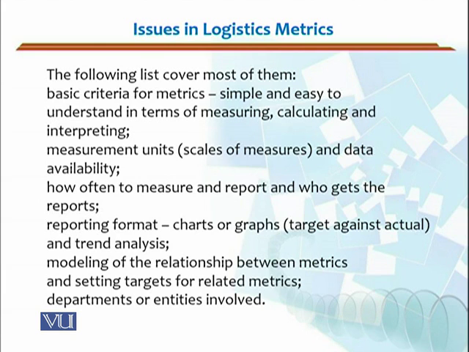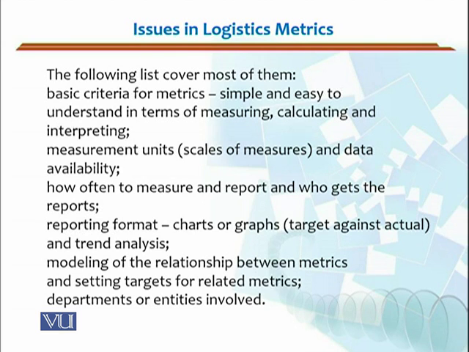The basic criteria for a metric should be that it is simple and easy to understand in terms of measuring, calculating, and interpreting. Of course, we will try to use a minimum number of proxies. When we say proxies, that means you cannot directly measure that thing, but you have to use some proxy for it. For example, I want to measure the satisfaction of employees. It might be possible that I may not be able to measure it directly, and I have to look at the turnover of that organization in order to determine the employee satisfaction. So try to use a minimum number of proxies if possible.